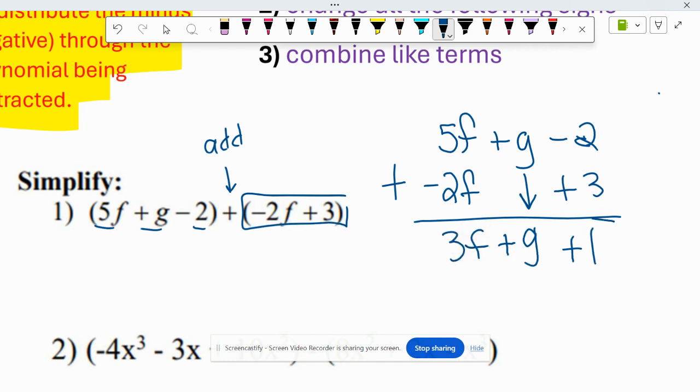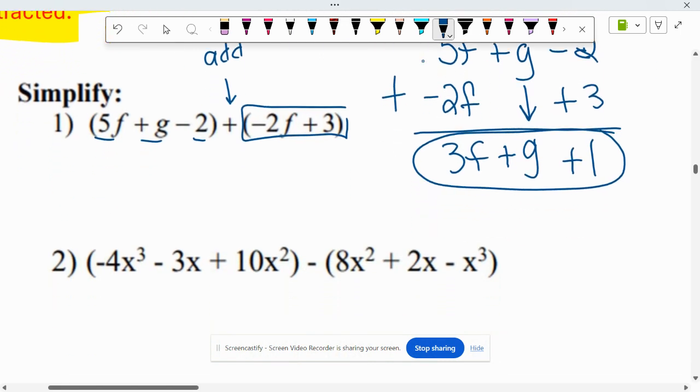So this is what the vertical method looks like. And this is in standard form: 3f plus g plus 1. Questions about that? Okay, let's look at our next one.